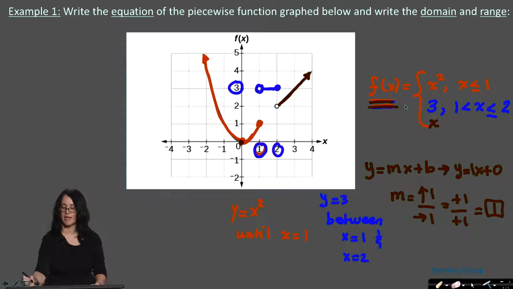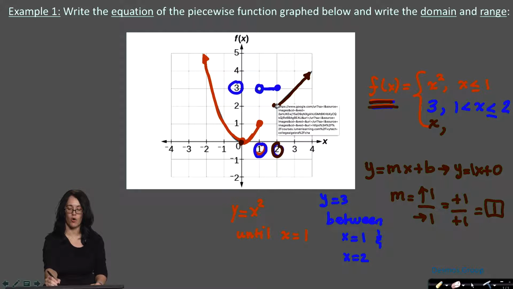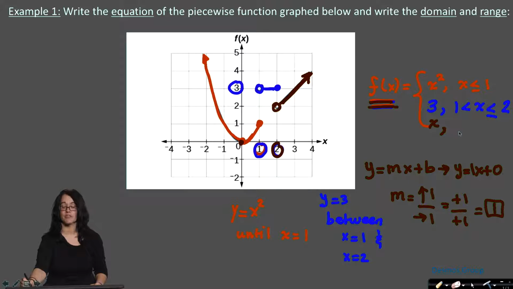So y equals 1x, between what x values? Well, starting at 2 with an open circle and going to the right forever. That arrow means go on forever. So that means we would say, starting at number 2, but only higher than 2, not equal to 2. So x must be greater than 2.